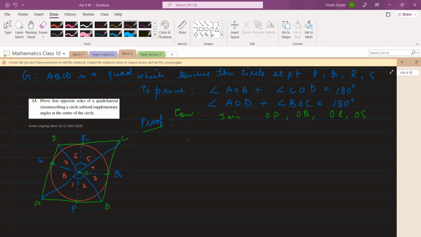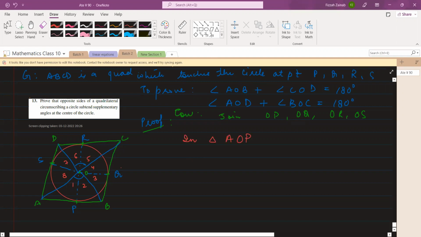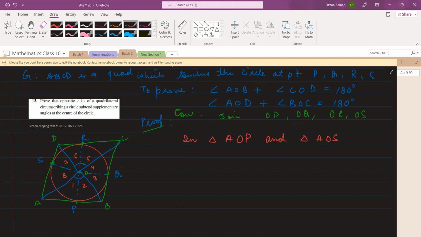Let me prove two triangles congruent. So I'm taking triangle AOP and triangle AOS, right? AOP is this, and AOS is this one. So adjacent triangles I'm taking. Let us try to show them congruent quickly. So I can say AP is equal to AS, from the theorem that you can write, tangents from an external point are equal, right? Then one side is common: AO is equal to AO.